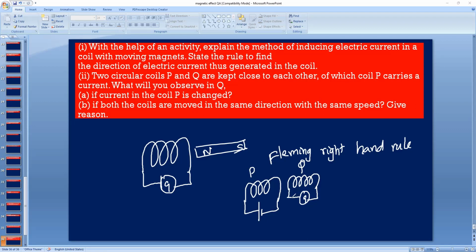Now, in that A question, if the current in the P coil is changed, still the result is the same in Q, but the galvanometer will give the opposite deflection than previous. B question: if both the coils are moved in the same direction with the same speed, give reason. Let both P and Q coils move in the same direction with the same speed, then the induced current will remain the same.